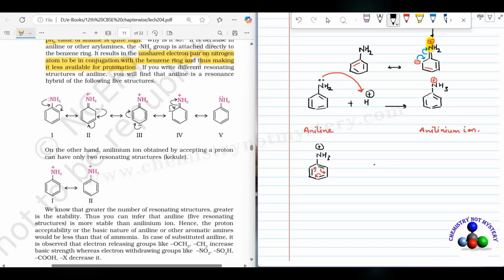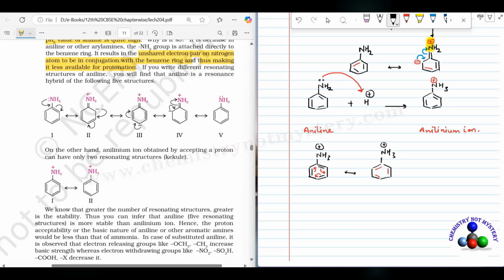Now let's draw another resonating structure. So here you will get, this is benzene. Now you will see pi bonds are moved to different positions. So here and here, this is nitrogen, NH3 positive ion. So you will see there are only two resonating structures in case of anilinium ion.